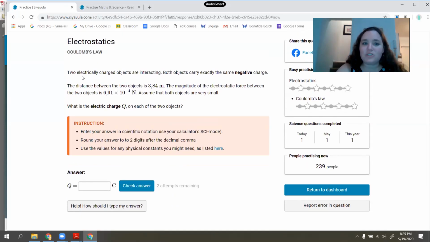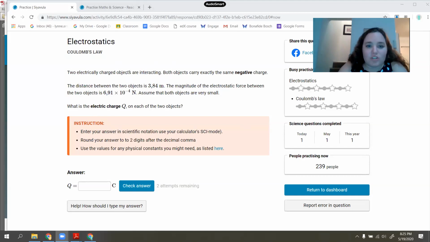So there'd be a question here which says two electrically charged objects are interacting. Both have the same negative charge. Here's the distance. Here's the force. What is the charge on each of the two objects? Now, I'm just quickly going to do this with you. We've got about 5 minutes left, but I think it's important because if I'm going to be doing this, I want you to be able to practice what you've learned now and check that you get it.